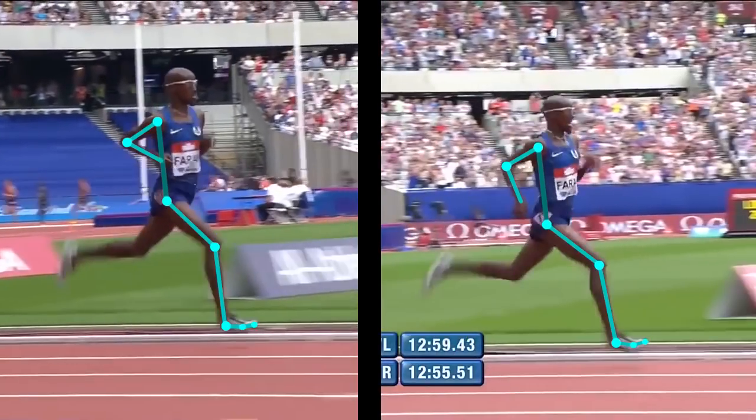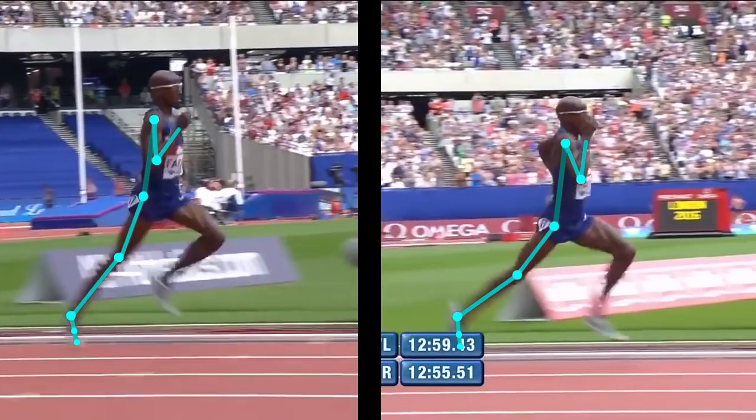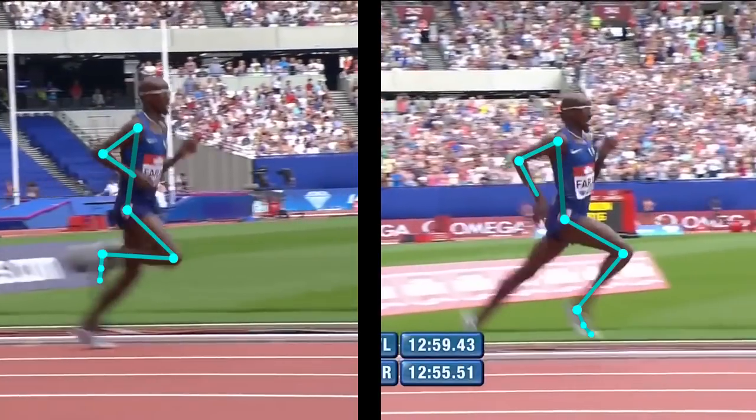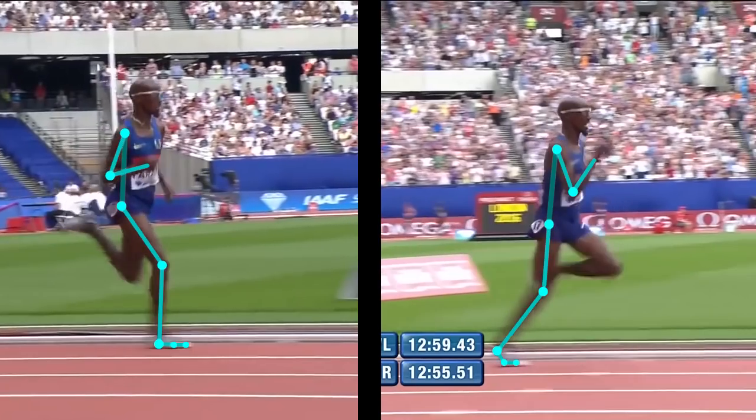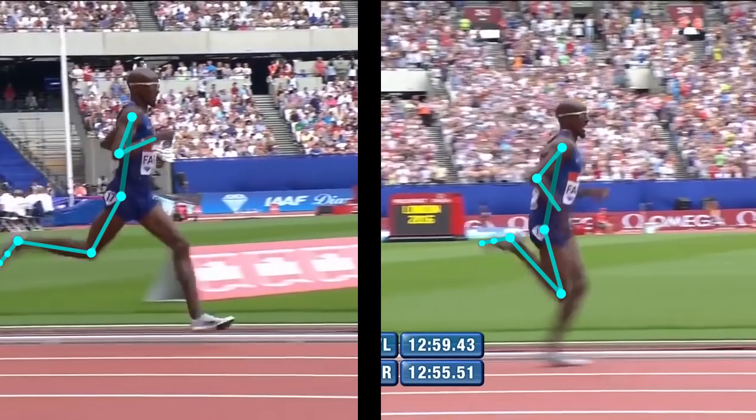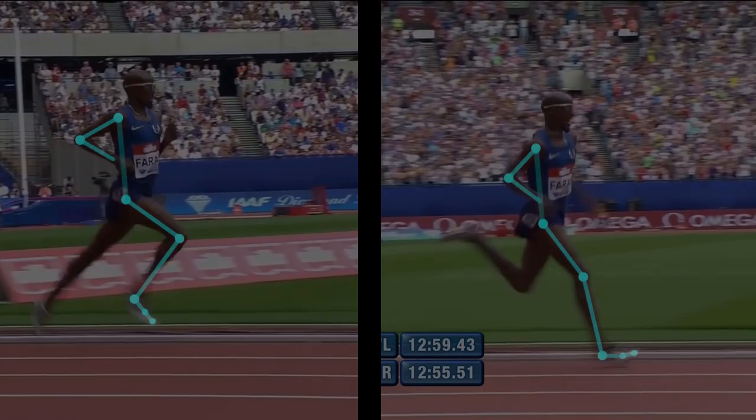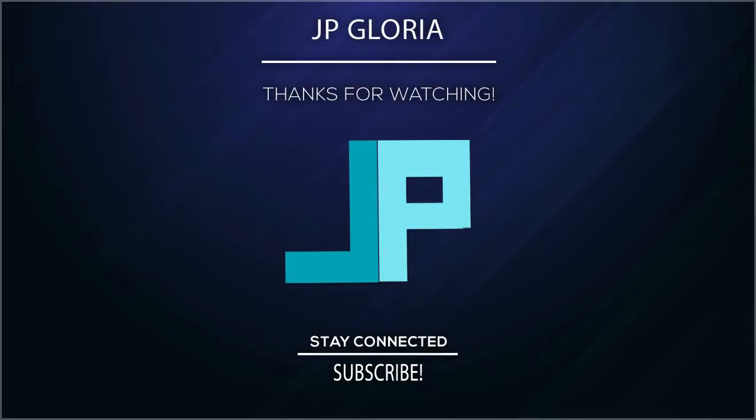I definitely went a bit more in depth in this video compared to others. However, there are plenty of other things that usually change as they run faster as well. Maybe I'll make another video in the future to address these things. Anyway, I hope you guys learned a few things from this video to improve the way you run.